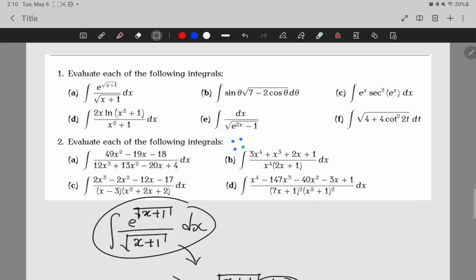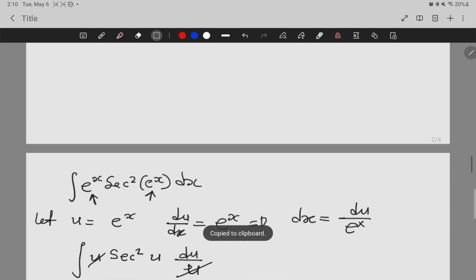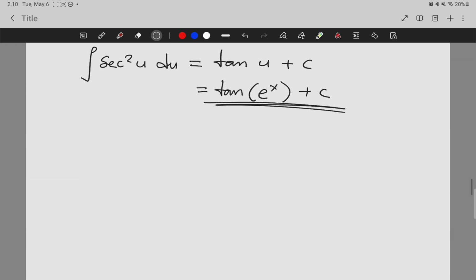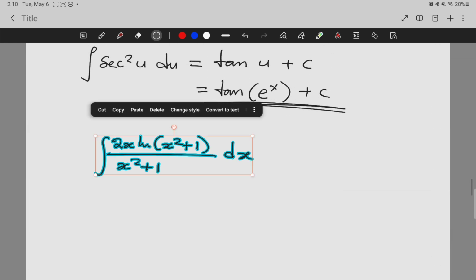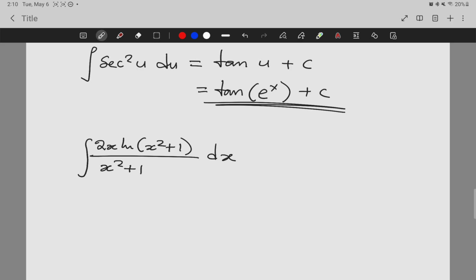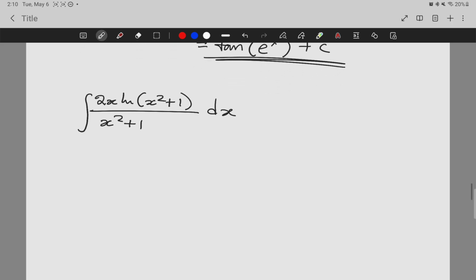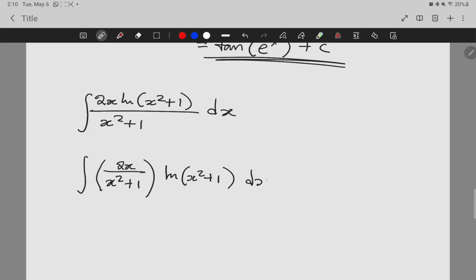The concepts we've been using here are applicable to linear expressions or log expressions as well. If the derivative of the argument can be seen as the coefficient, then it's fair game. And here we see that this expression can be viewed as 2x over x squared plus 1, and then multiplying ln(x squared plus 1). So let's view it in this way.